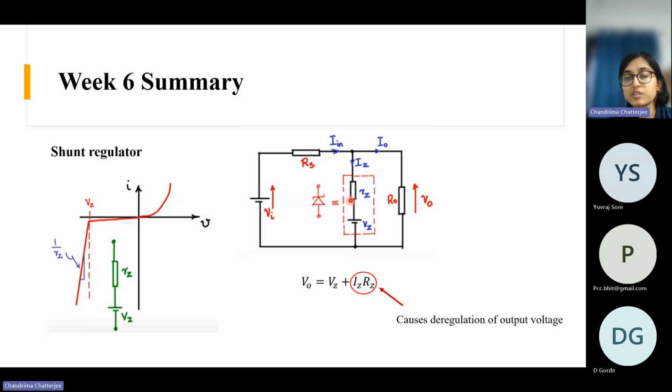So we have to see how we can minimize this fluctuation due to the dynamic resistance of the Zener diode. This occurs due to the non-ideality of the Zener. Like all the other devices, Zener diode also has some non-ideality, and due to that there is some problem in voltage regulation. So we have to come up with some modified circuit where this fluctuation will not affect the voltage regulation.